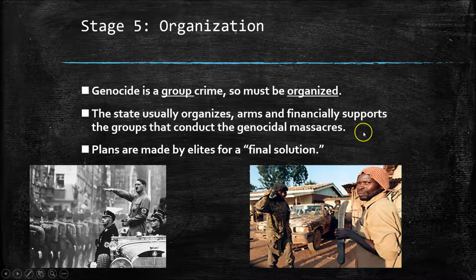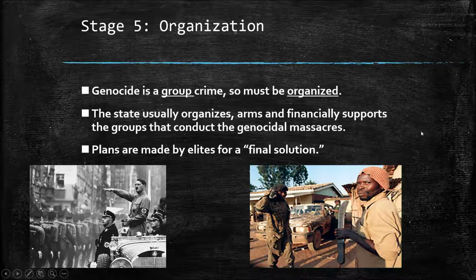Who's going to pay for these items? Who's going to conduct the actual business at hand? Plans are made by the elites for a final solution. In fact, in Nazi Germany, the Nazis referred to the killing of those they considered undesirable the final solution. So stage 5 is organization.